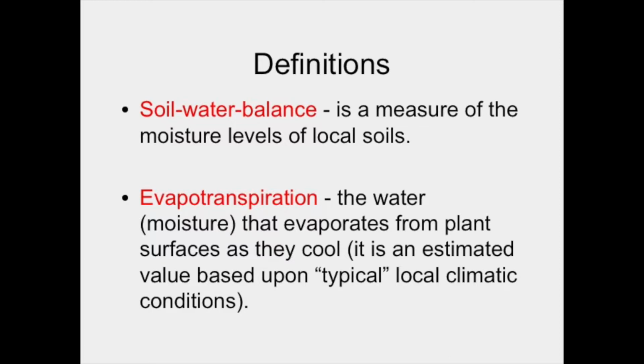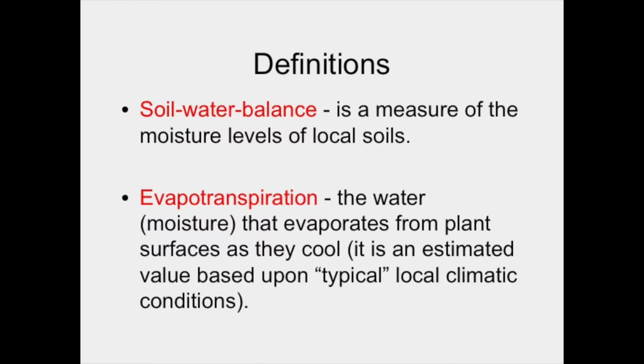We will adjust these measurements by also incorporating another concept, in this case evapotranspiration, or what is happening locally in terms of how the water or soil moisture evaporates from the surfaces of plants as they cool. So it, in a sense, is an estimated value that is established in relation to how plants are interacting with the soils that are part of their ecosystem and the levels of precipitation that are common to that location. It is an estimated value based upon typical local climatic conditions.